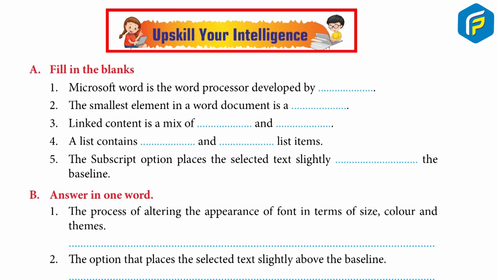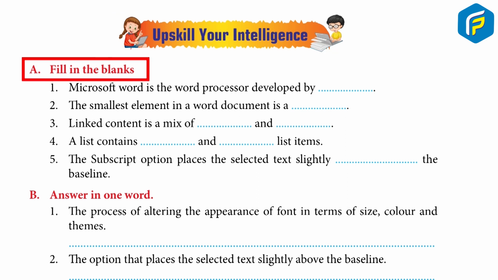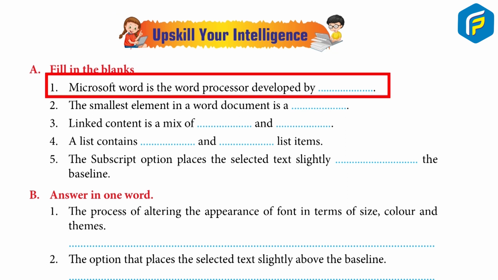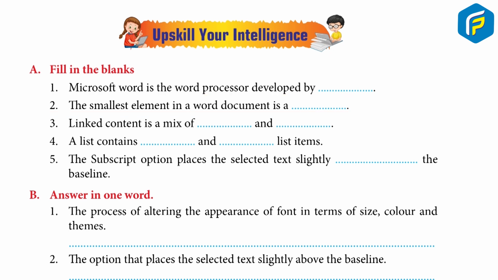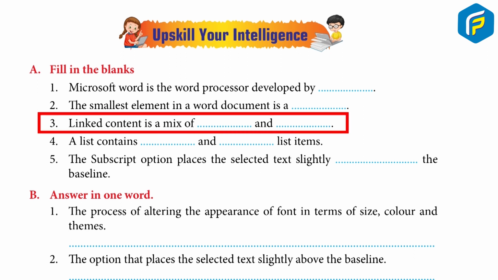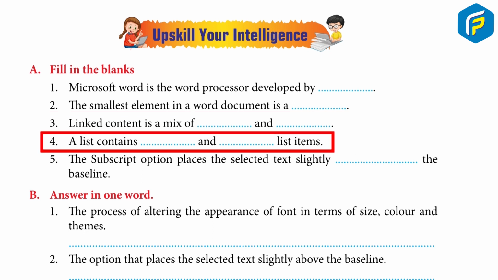Upskill your intelligence. A. Fill in the blanks. 1. Microsoft Word is the word processor developed by dash. Answer: Microsoft Corporation. 2. The smallest element in a Word document is a dash. Answer: character. 3. Linked content is a mix of dash and dash. Answer: paragraphs and characters. 4. A list contains dash and dash list items.